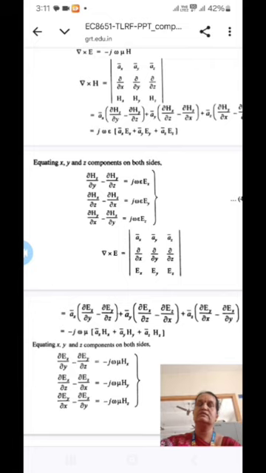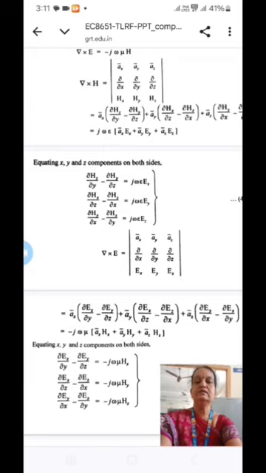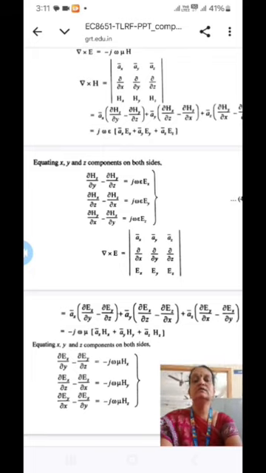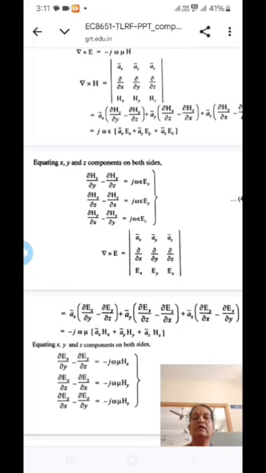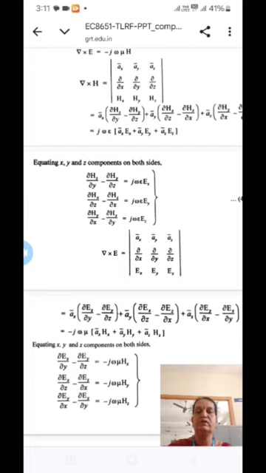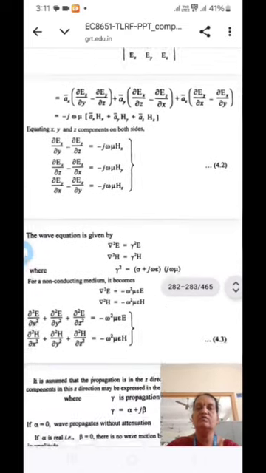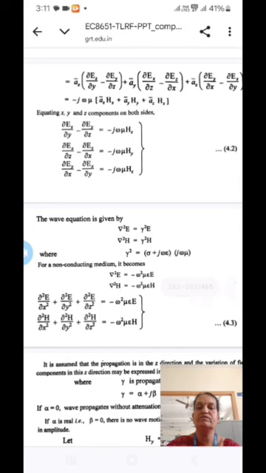So del cross E is ax, ay, az, dou by dou x, dou by dou y, dou by dou z, Ex, Ey, Ez, and that can be written in terms of ax, ay and az. We compare that with the basic Maxwell's equation and write the components in terms of Hx, Hy and Hz. The two sets of equations, 4.1 and 4.2, are very important for the wave equation.